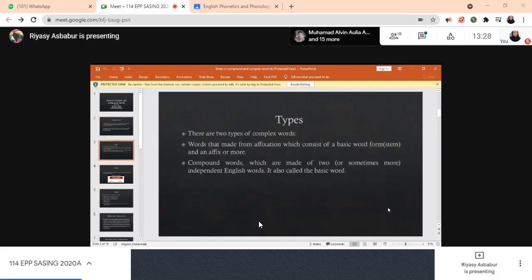There are two types of complex words. The first one, words that are made from affixes, which consist of a basic word form, called a stem, and an affix or more. The second one, compound words, which are made of two or sometimes more independent English words, also called the basic word.